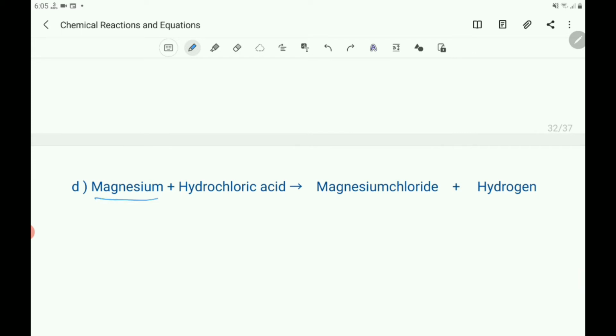What is the symbol of magnesium? The symbol of magnesium is Mg, plus. And what is the symbol of hydrochloric acid? That is nothing but hydrogen chloride, HCl. Gives magnesium chloride, that is MgCl2, plus hydrogen, H2.